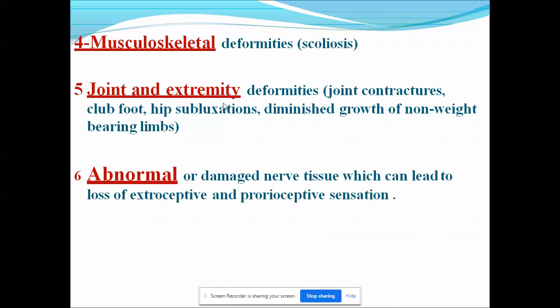Musculoskeletal, we can see deformity. If the patient has spina bifida, there is a possibility that they will have scoliosis and deformity. Joint and extremity problems such as joint contracture, club foot, hip subluxation, and diminished growth of the non-weight bearing limb can also be present. What is abnormal? Abnormal or damaged nerve tissue can lead to loss of exteroceptive and proprioceptive sensation.